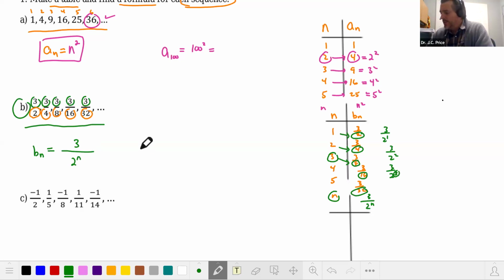And so this would be 2 to the n right there. And you can test this if you want. So let's just test it real fast. What would b sub 5 be, the fifth term of your sequence? It would be 3 over 2 to the fifth, which would be 3 divided by, 2 times 2 is 4, times 2 is 8, times 2 is 16, times 2 is 32. And it checks because that's the fifth term of your sequence.